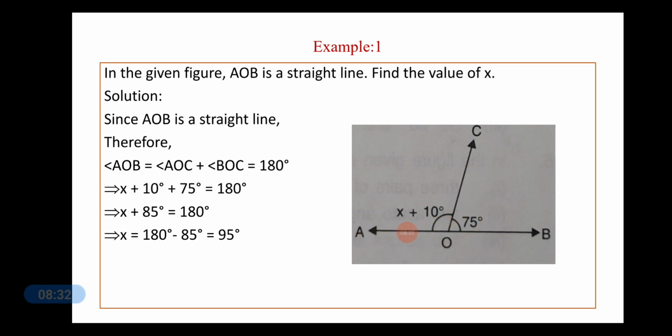Now what is the value which is given of angle AOC? It is written as x plus 10 degrees. And the value of angle COB is given as 75 degrees. So x plus 10 degrees plus 75 degrees is equal to 180 degrees. You add up 10 and 75, you get 85 degrees. So x plus 85 degrees is equal to 180 degrees, and ultimately x will be equal to 180 degrees minus 85 degrees, which is equal to 95 degrees. So the value of x is 95 degrees.